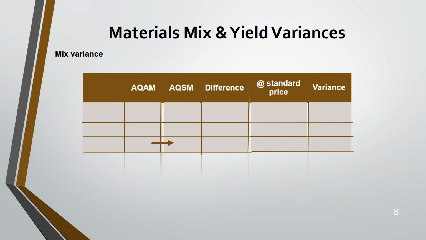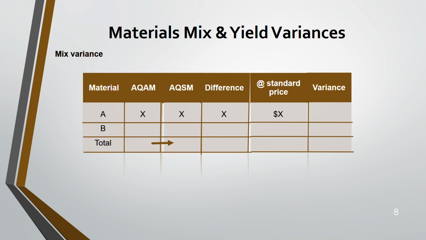Now, if you go by tabular format for mix variance, this is how it is done. There are two types of material, A and B. First it is AQAM, actual quantity, actual mix, and actual quantity, standard mix. So we are keeping the quantity, the input, the same, only the mix we are changing. Actual mix, AM, second column, standard mix. So we are finding the difference between these two for A.